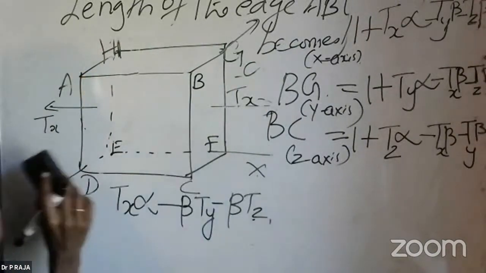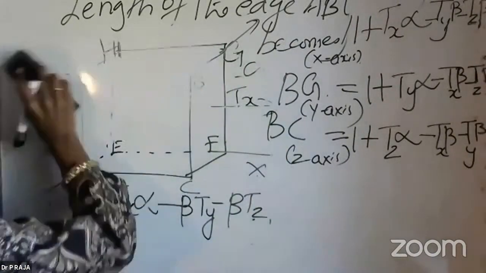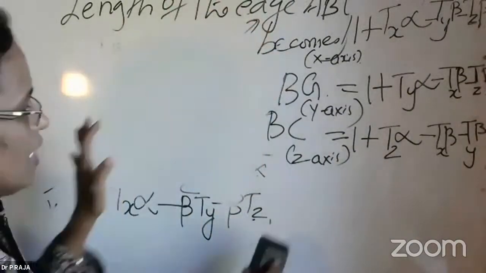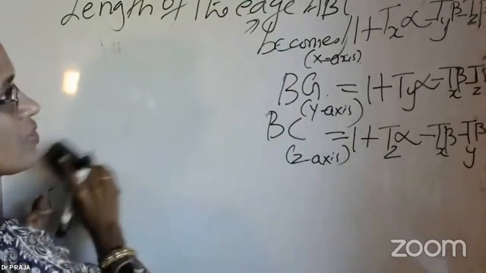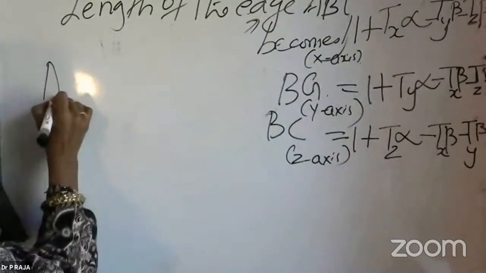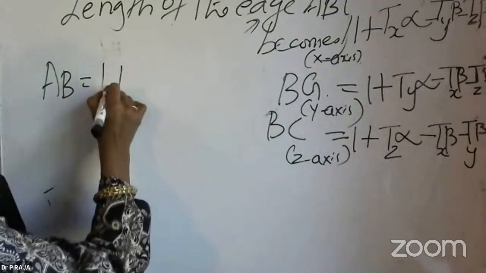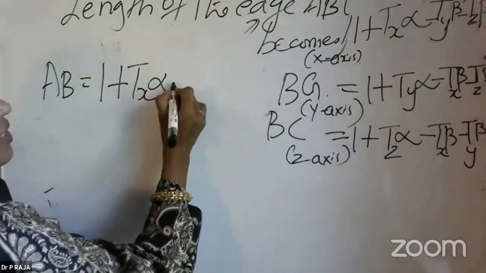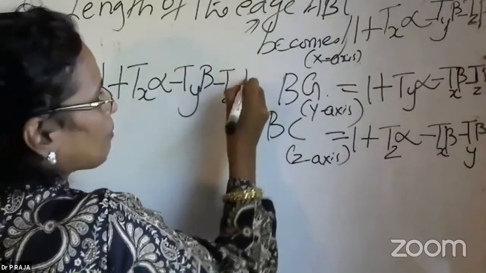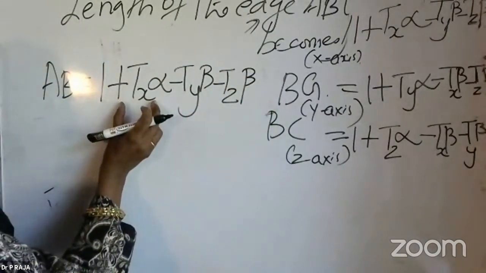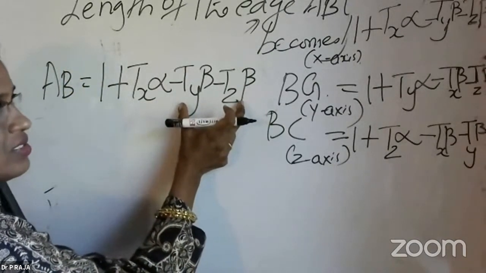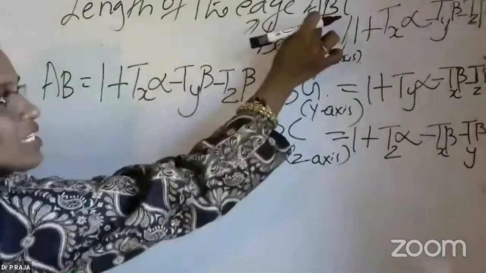Now I will rub this figure and write it properly because I'm not able to see the board. So the length of the edge AB becomes 1 plus TX alpha minus TY beta minus TZ beta. That is an increase in length along the X direction and a contraction along the Y and Z directions, along the edge AB.